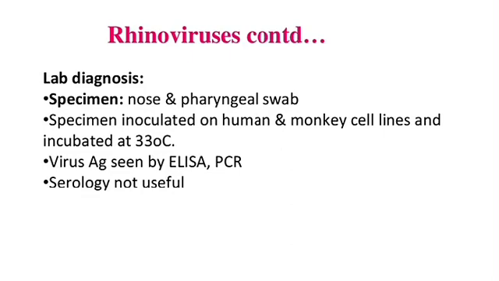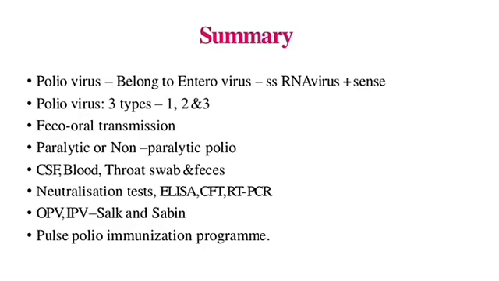Lab diagnosis: the specimen is collected from the nose and pharyngeal swab. The specimen is inoculated on human and monkey cell lines and incubated at 33 degrees Celsius. The virus antigen is seen by ELISA and PCR test. Serology is not useful here.